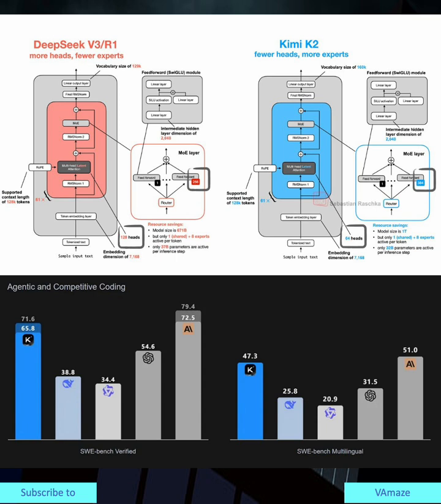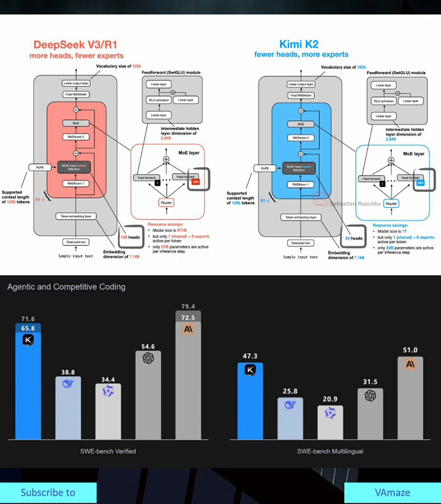Real-world implications. For developers, DeepSeek V3R1 excels in complex, multifaceted coding problems requiring broad context. Kimi K2 shines in multilingual environments and specialized domain tasks. For enterprises, DeepSeek offers better scalability for diverse, high-complexity workloads. Kimi provides more efficient resource utilization for focused applications. For research, DeepSeek demonstrates the power of distributed attention mechanisms. Kimi proves that expert specialization can compete with brute force approaches.